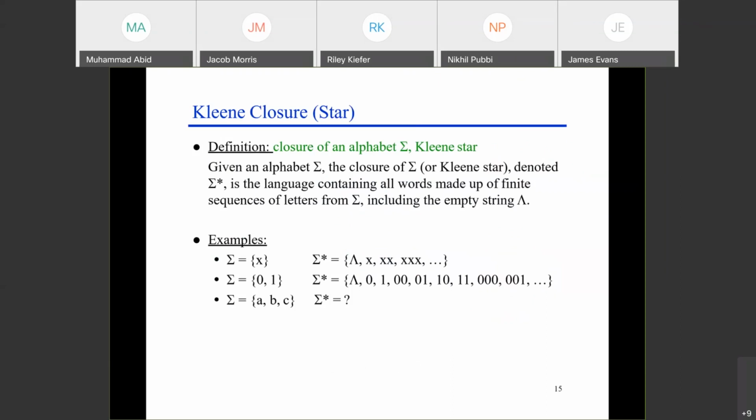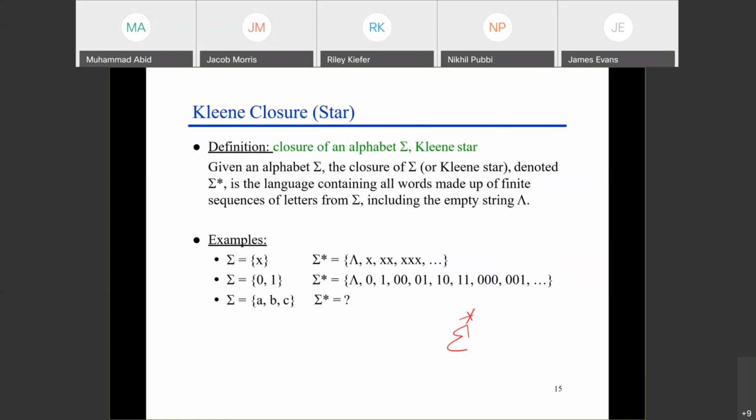So the closure of an alphabet sigma is the Kleene star. Given an alphabet sigma, the closure of sigma is represented by star. We do not yet know what closure is, but whenever I ask you to find the Kleene star or Kleene closure of any set, any alphabet, any language, it will be represented by star. So star is a symbol to represent the closure property.